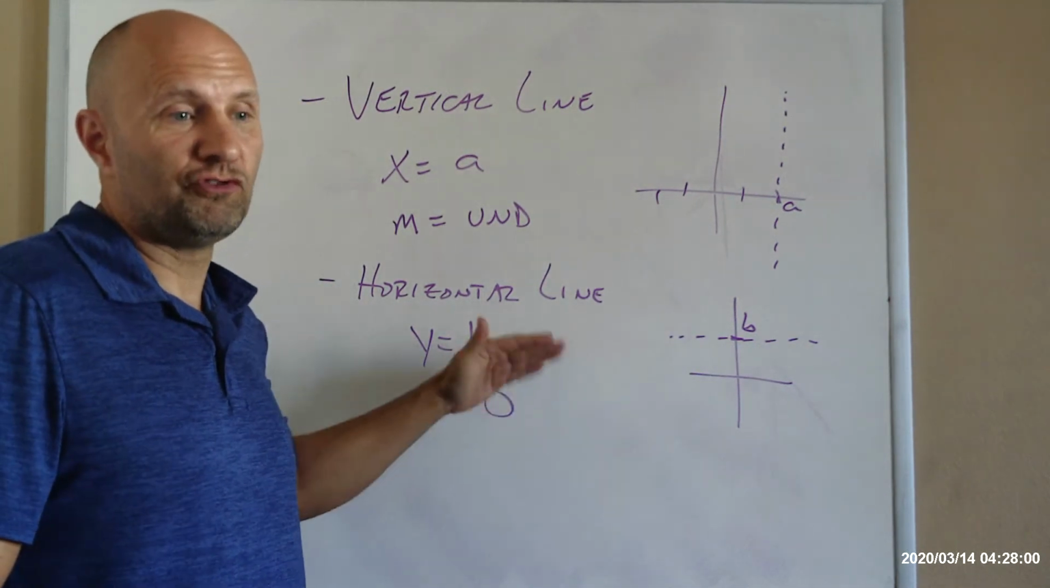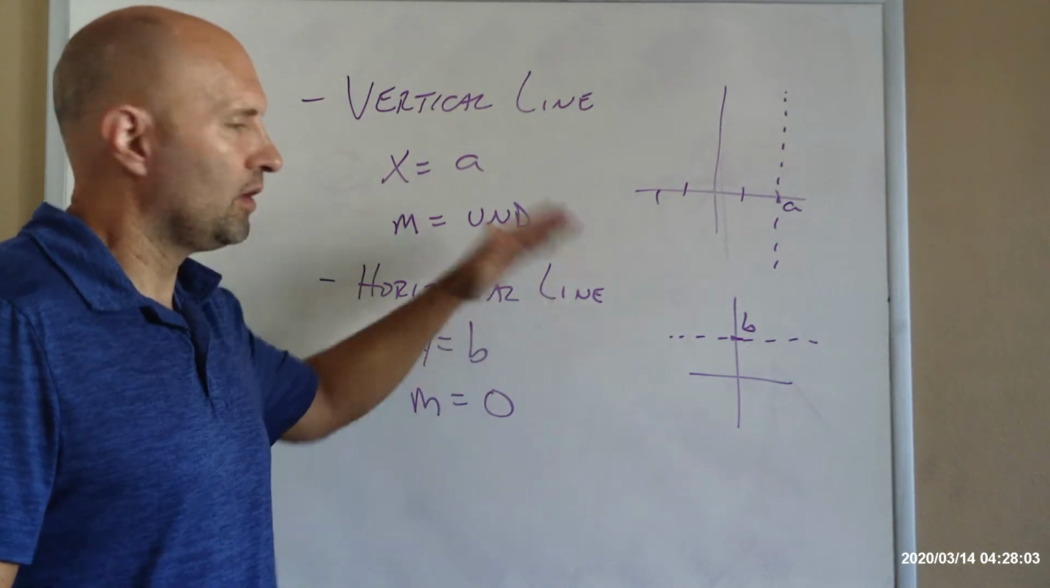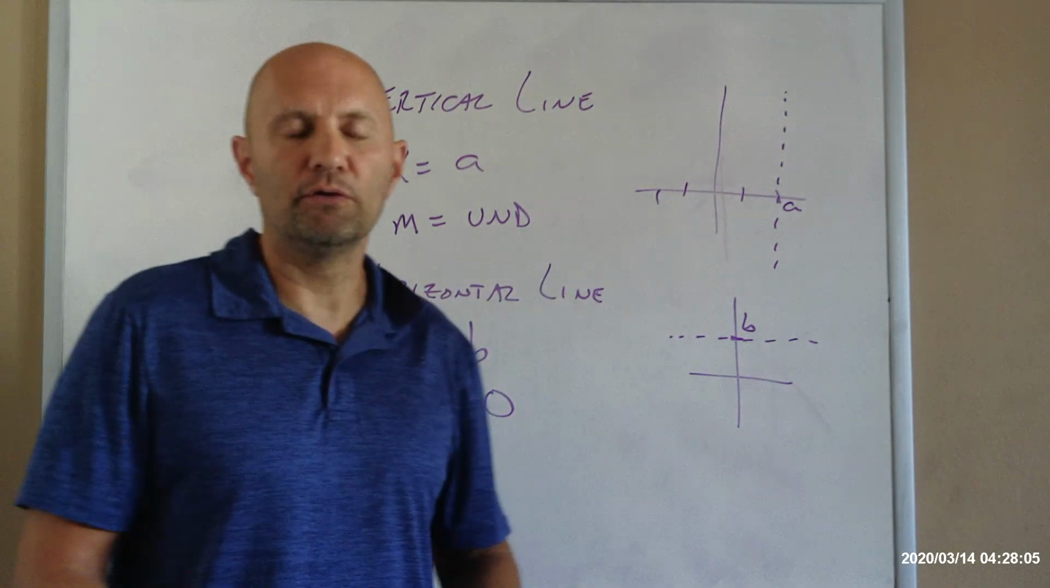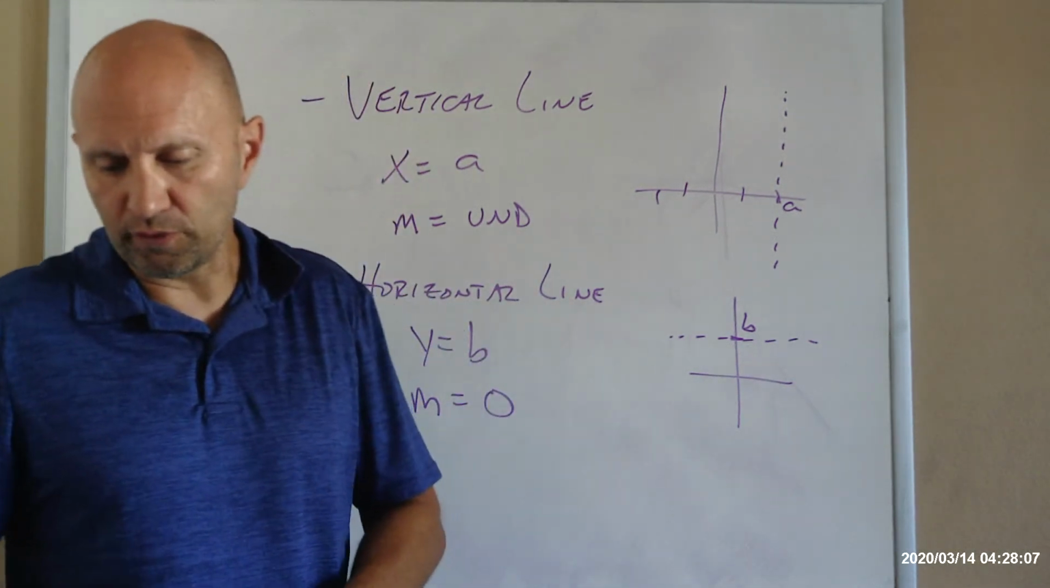Remember what slope is, change in y over change in x. Y never changes, so the numerator is 0, therefore the slope is 0.